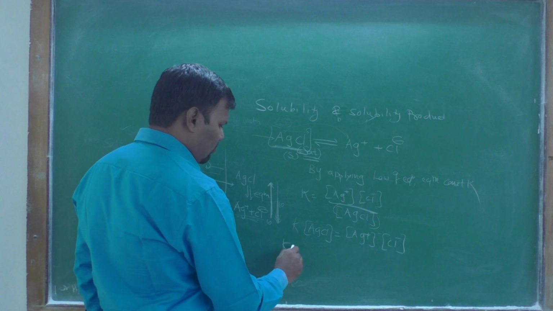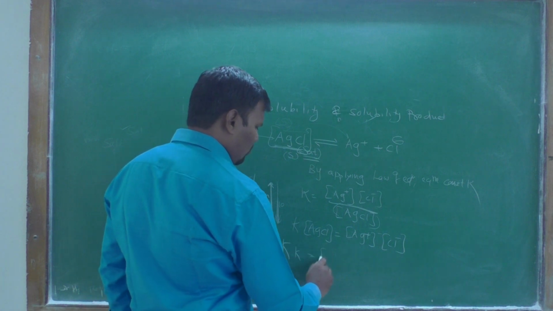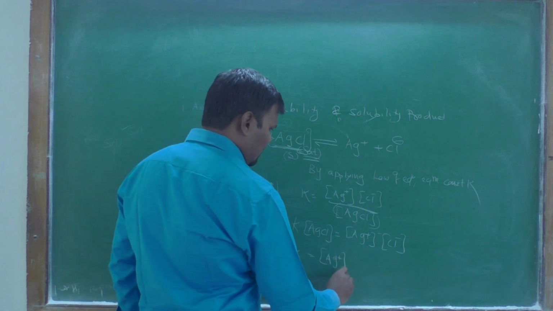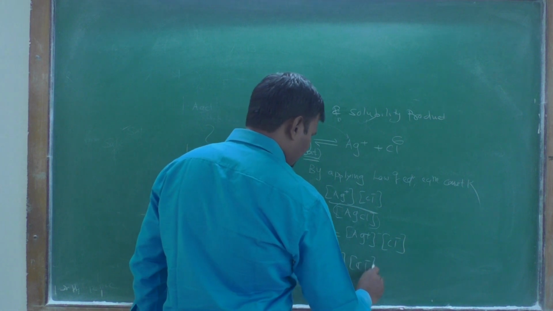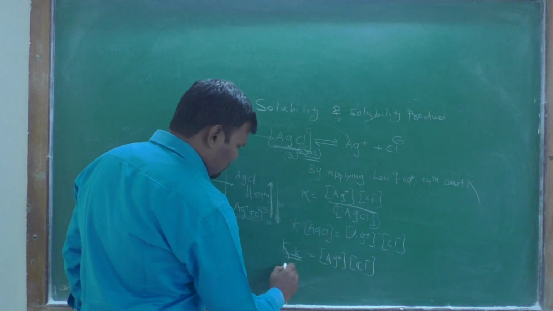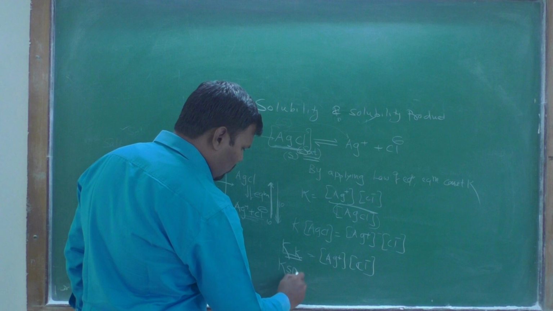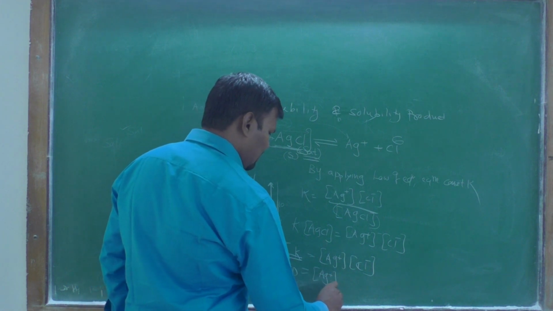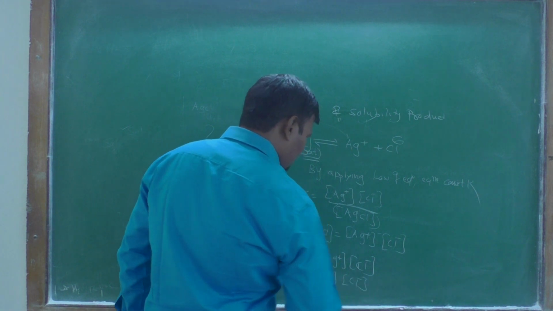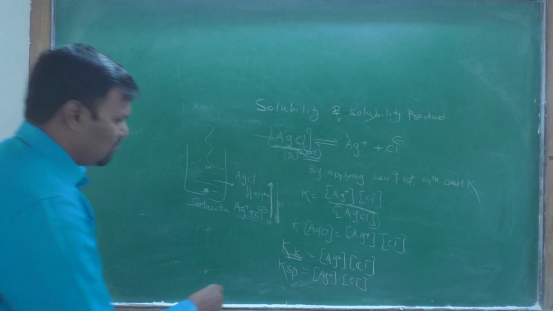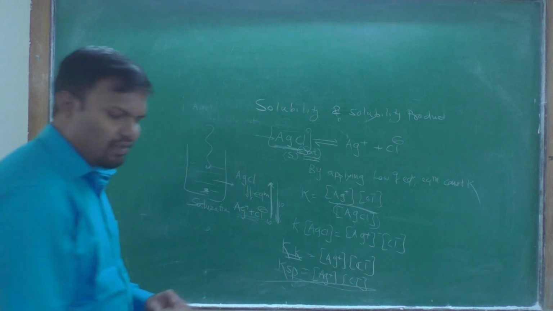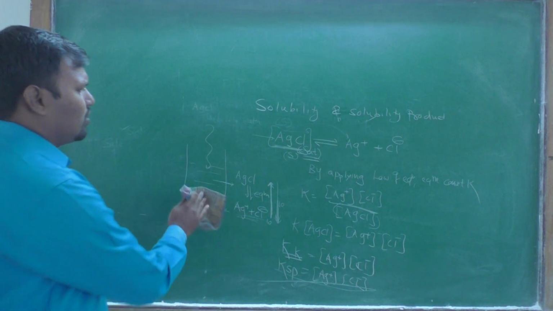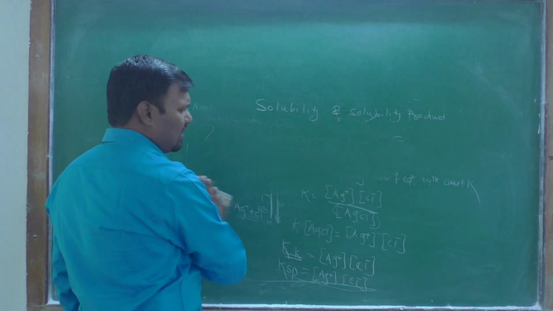Therefore K into another constant is equal to the concentration of Ag+ and Cl-. This is the new constant, that is, Ksp is given as the concentration of Ag+ times the concentration of Cl-. This is nothing but the solubility product of a salt. We have another example.